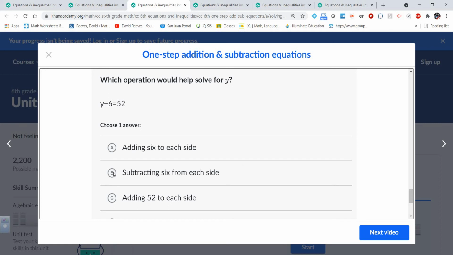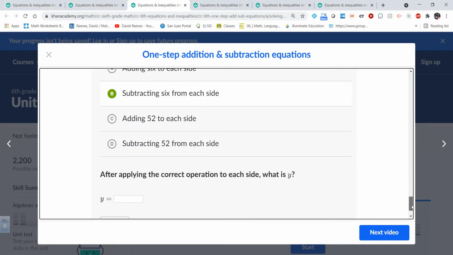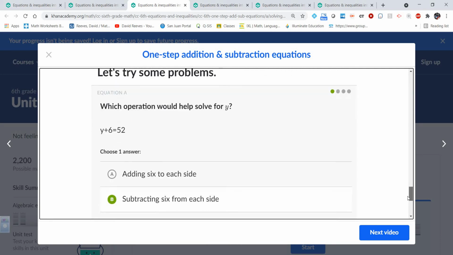Well, what we want to do is subtract 6 because it's the inverse of adding 6. Remember, our goal is to get that y by itself. We want to make that plus 6 go away, so we're going to subtract 6 from each side. Oh, there was another choice I didn't see there. All right, after we do that, what's going to happen?